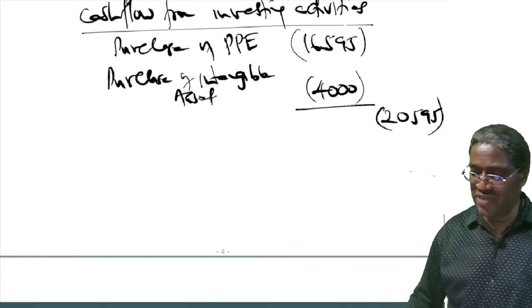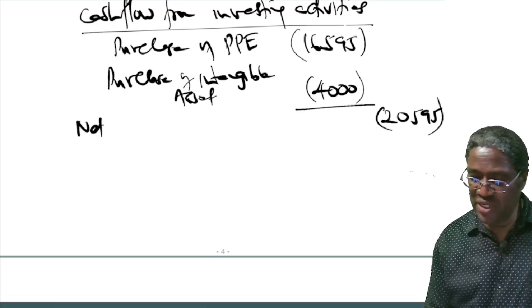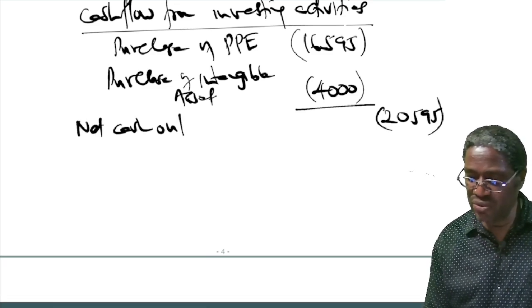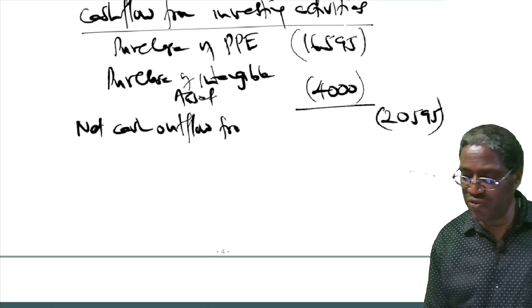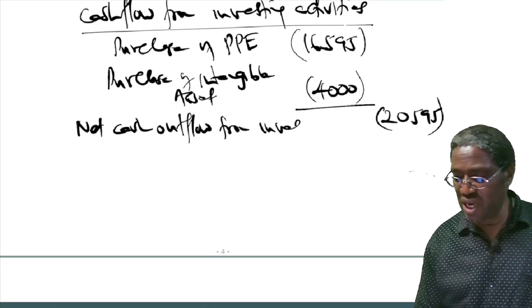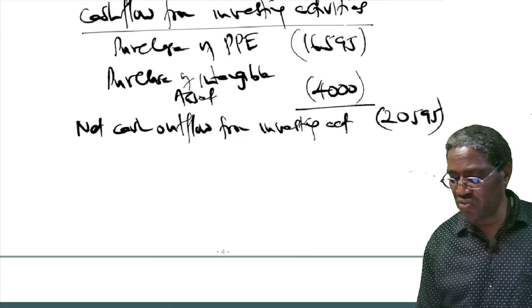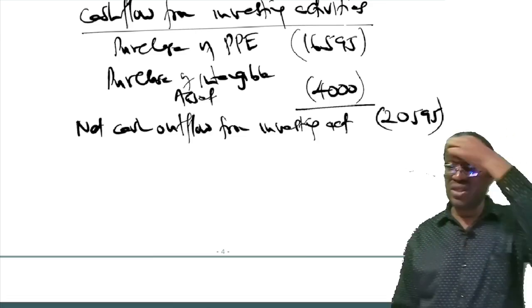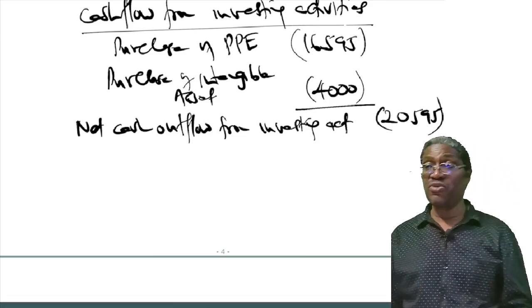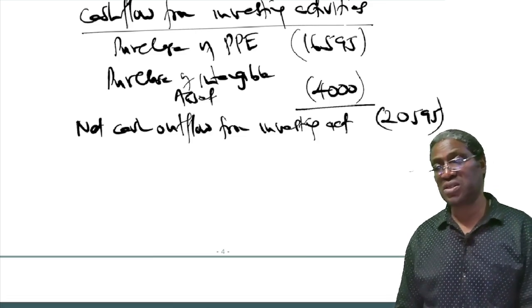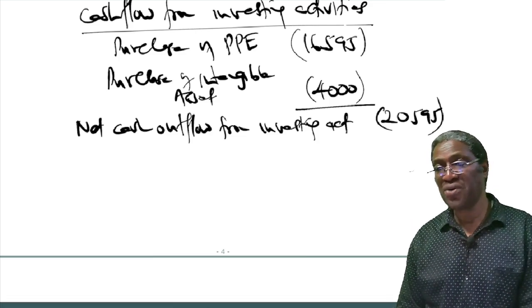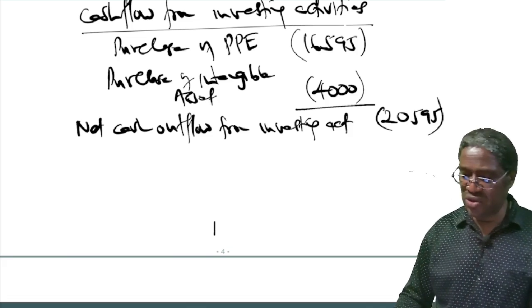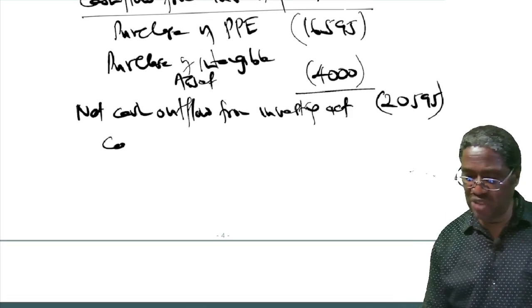And if it's a negative like it is now, you call it net cash outflow from investing activities. Good. We now go to the last category, and that's what we call cash flows from financing activities.